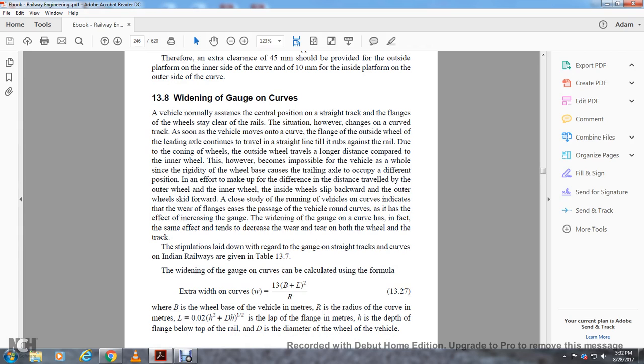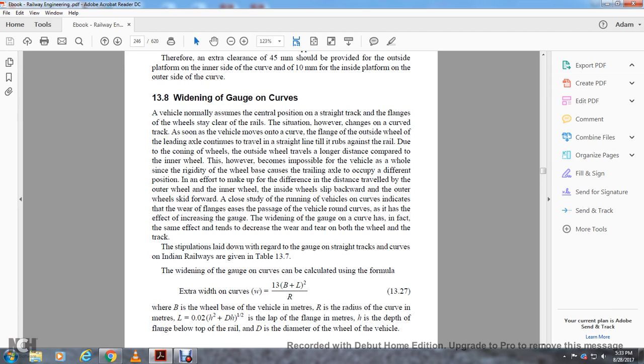However, on a curved track, as soon as the vehicle moves onto the curve, the flange on the outside of the wheel leading the axle continues to travel in a straight line till it rubs up against the rail. Due to the coning of the wheel, the outside wheel travels a longer distance compared with the inner wheel. However, it becomes impossible for the vehicle to adjust since it is held rigidly by the wheelbase, with the trailing axle caught, to occupy a different position.